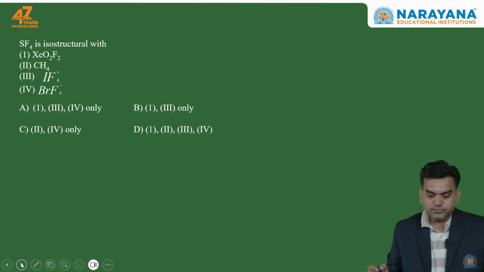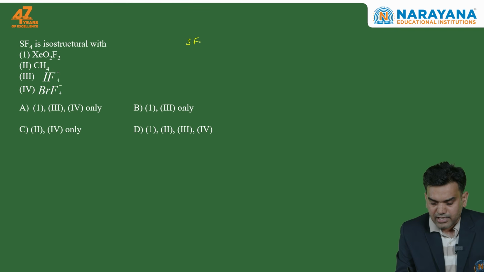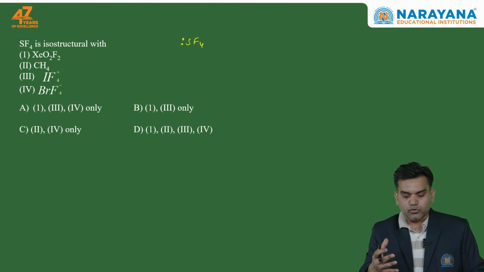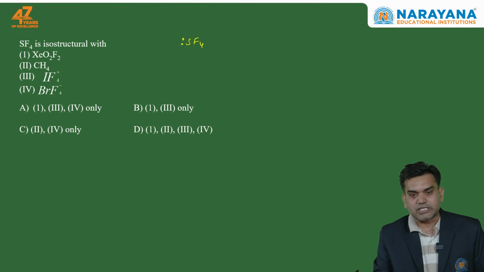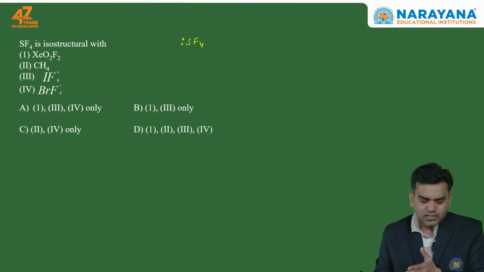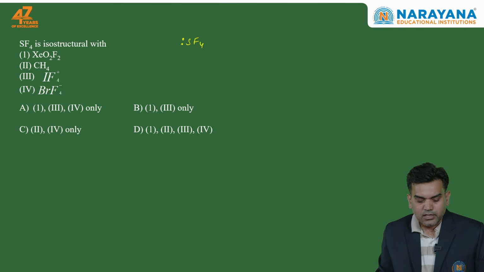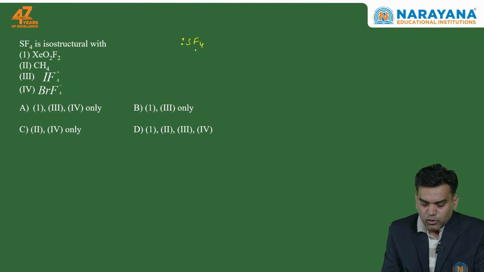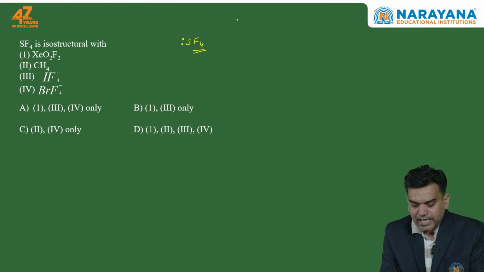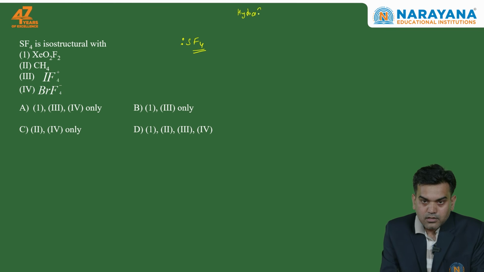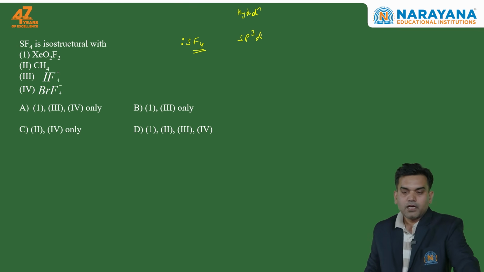So SF4 is having one lone pair. Sulfur is having 6 valence electrons, so it is bonded with 4 fluorines. So out of 6, 4 are engaged in bond formation and 2 remain as a lone pair. Many methods are there by which you can find out the hybridization of SF4. It is easy. So along with 4 bond pairs and 1 lone pair, I can say its hybridization is sp3d. It is sp3d.